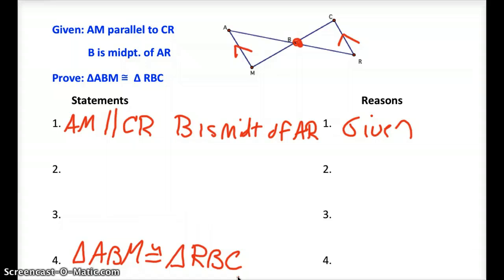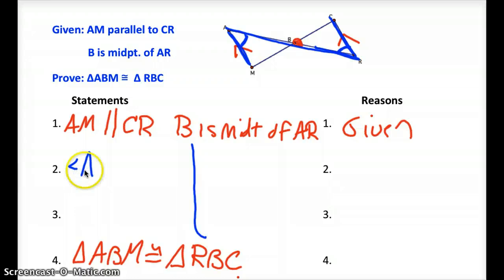Okay, so I want to show the two triangles are congruent. Let's go back and read our givens again. When AM and CR are parallel, then you can look for a transversal. By the way, this one is going to actually have two different ways to do it. So I'm going to draw a line here. There's two ways to write this proof, so there's more than one way to do it. All right, so if I have those lines parallel, then A and R are going to be congruent because those are alternate interior angles, and we learned that back in chapter 2. So I'm going to write that down.